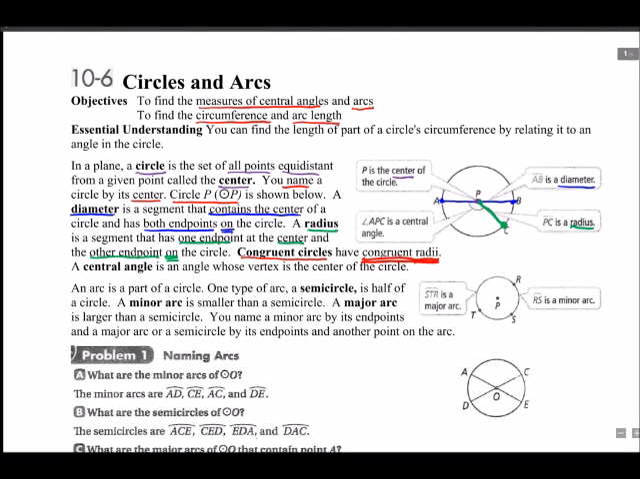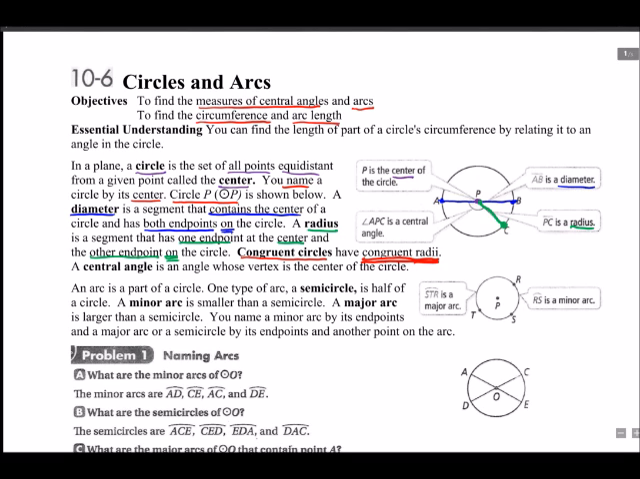Now, circles don't have any sides. We've been basing all of our information, all of our properties and everything on sides and angles. Circles don't have any sides. Circles have a radius. And that's how we identify circles, is by their radius. So congruent circles have congruent radii.